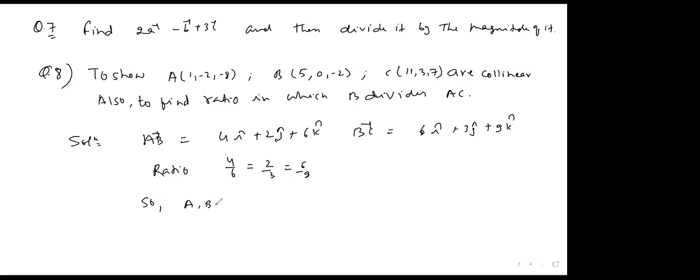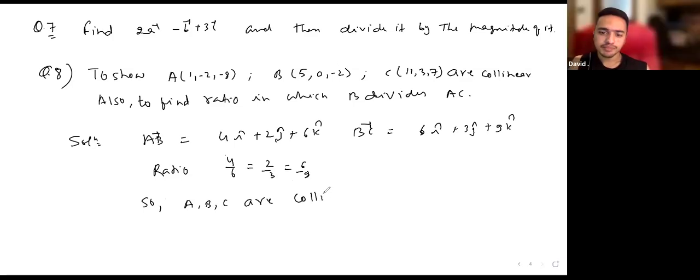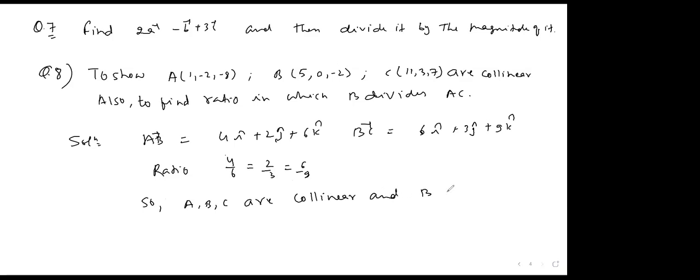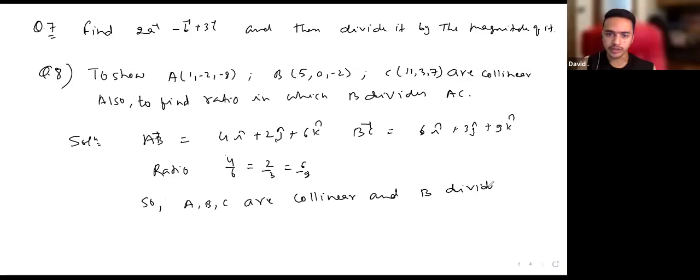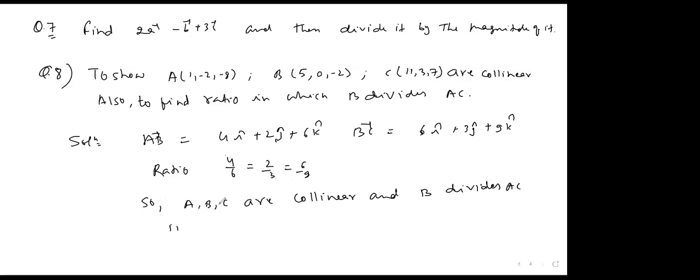A, B, C are collinear, and B divides AC in the ratio 2:3. This is 2, this is 3. Yes.